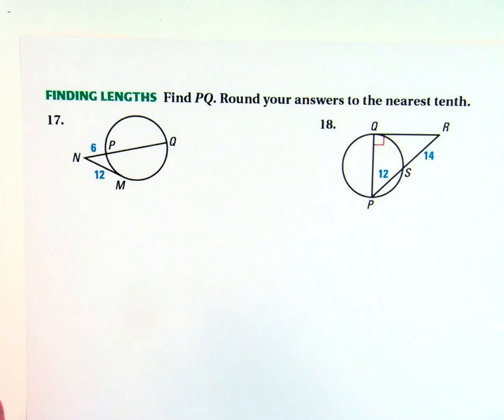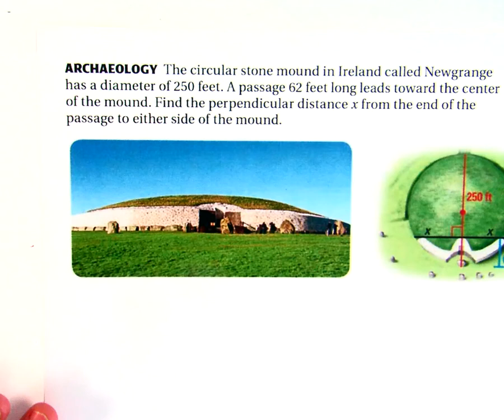Okay, this is kind of a fun problem. Work this one out. The circular stone mound in Ireland called Newgrange has a diameter of 250 feet. A passage is 62 feet long and leads towards the center of the mound. Find the perpendicular distance x from the end of the passage to either side of the mound. Give that a go, pause it, and I'll put the answer up. Here's the answer.